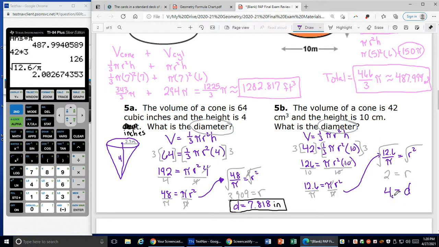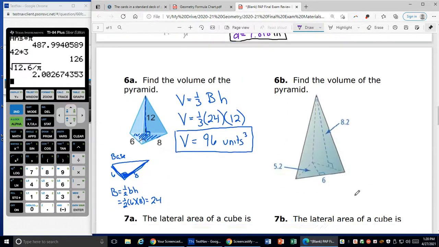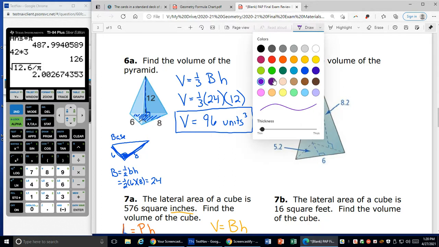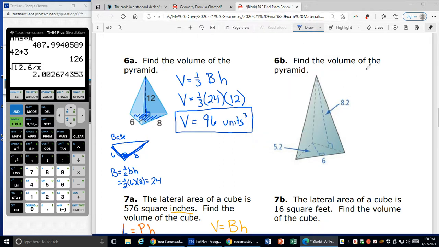And these are centimeters, 4 centimeters. Okay, let's look at 6b. Find the volume of the pyramid. So my volume of my pyramid is 1/3 the area of the base times the height of the pyramid. So that's 1/3 the area of the base times the height.